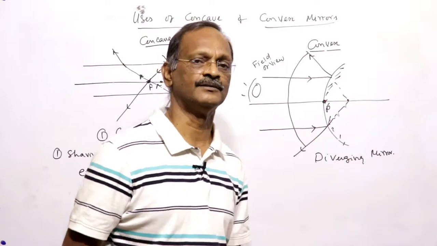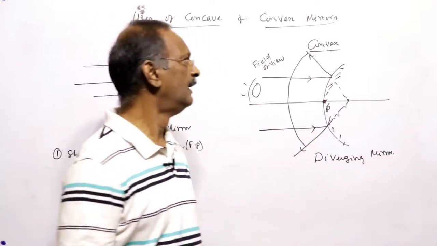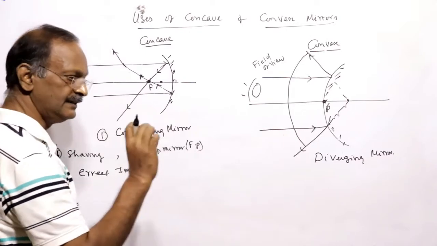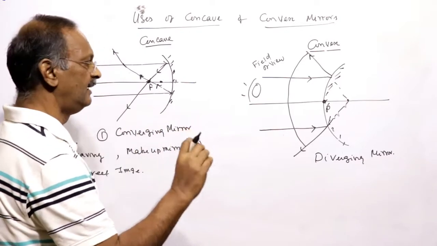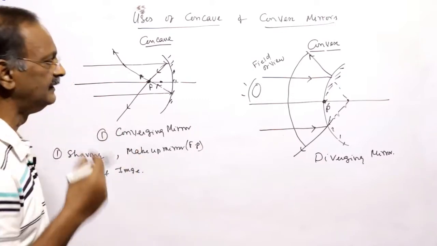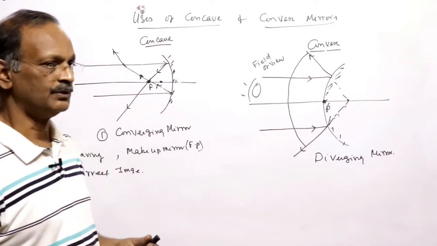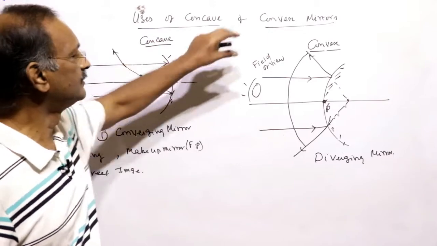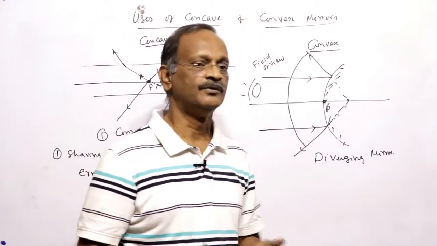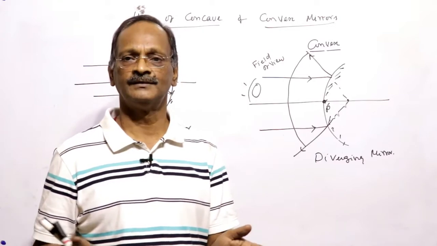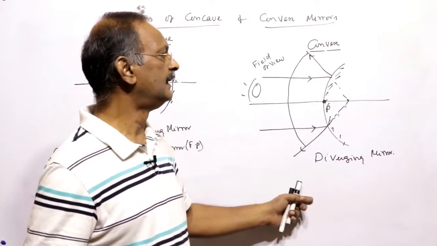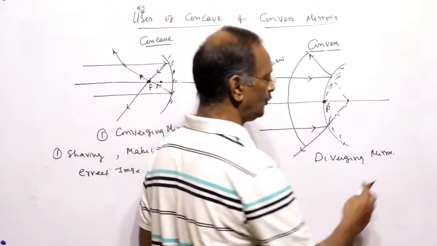There are so many uses of concave and convex mirrors, but these are the main points. The concave mirror is used by the dentist to see a magnified image so that he can see properly, for seeing the ear and the throat. The convex mirror is used in torchlights, where we want to focus light over a large area, and as a rear view mirror in automobiles.